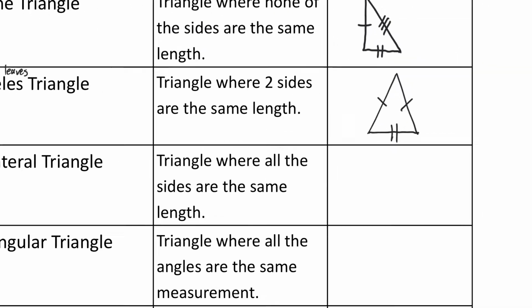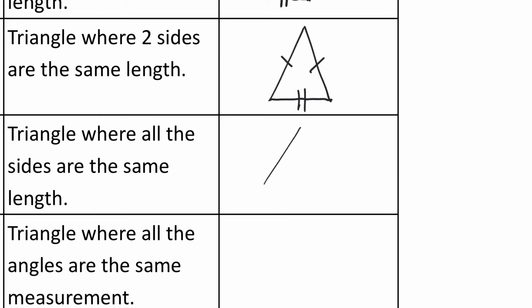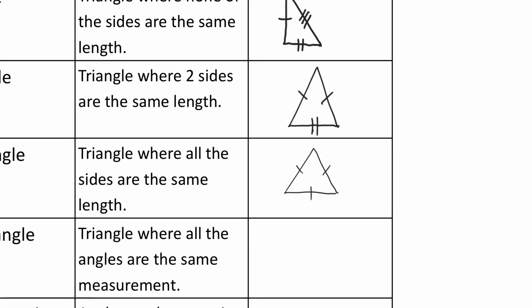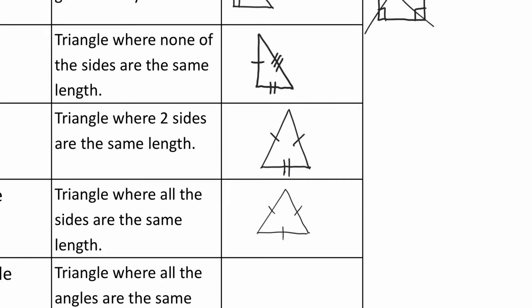Okay, and then what is equilateral? Okay, triangle where all the sides are the same length. All right, like this. All the sides are the same length. Make sure you're putting those marks on there because that's important. Those congruent marks on there.